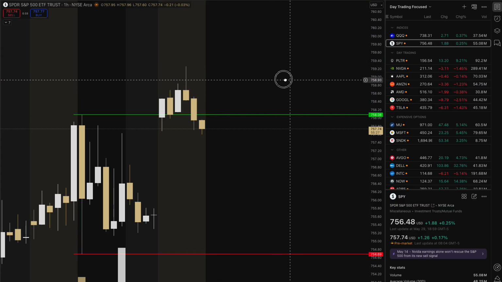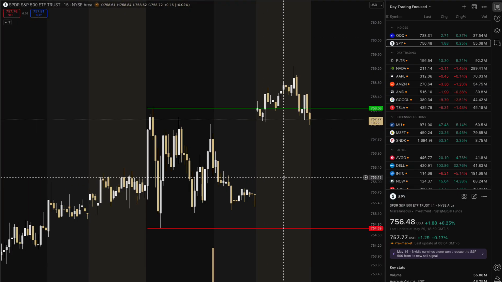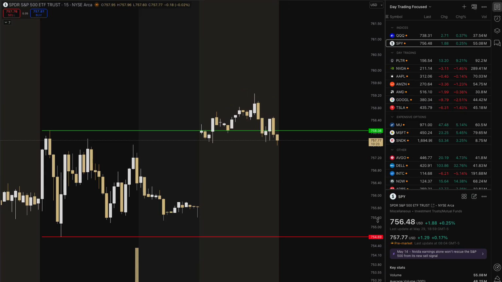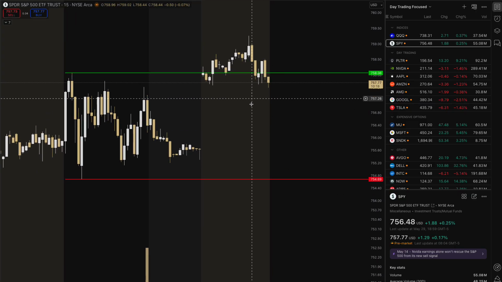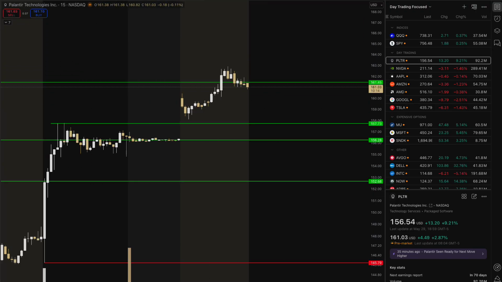Okay, but we'll be patient. We'll be just watching the price action first. If it gives us nice price action, then only we will take the trade. Okay, let's go on the Palantir.